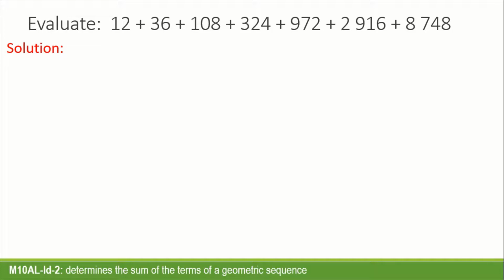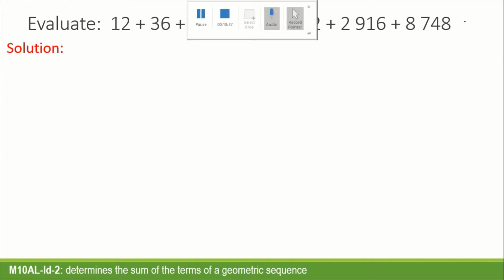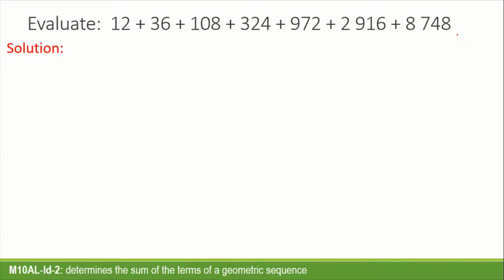Next, evaluate 12 plus 36 plus 108 plus 324 plus 972 plus 2,916 plus 8,748. So, meron tayong given na finite geometric sequence and then you're asked to evaluate. So, ang gagawin lang is we add all the terms, no? So, pwede naman yon directly using our calculator. So, pwede nyo i-add, makukuha nyo na agad ang sagot. Pero, for the sake of showing how to evaluate this geometric sequence using our formula, ipapakita natin yung solution.